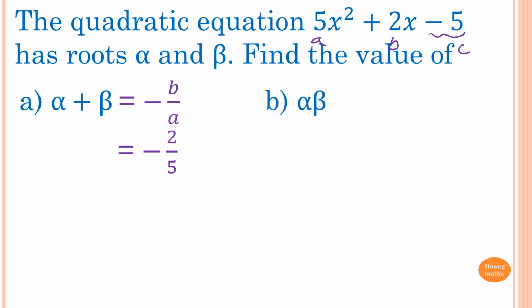Find the value of alpha beta. So alpha beta, we know that is c over a. c is minus 5, a is 5, so minus 5 over 5, which is negative 1.